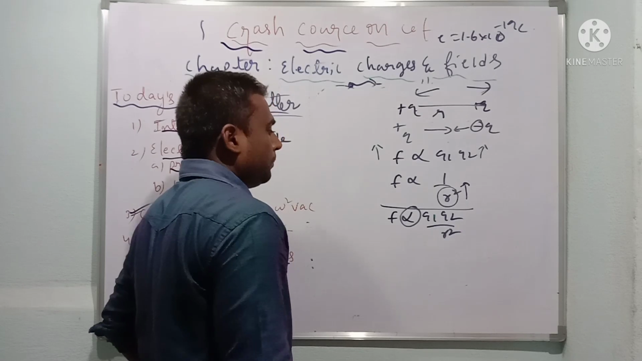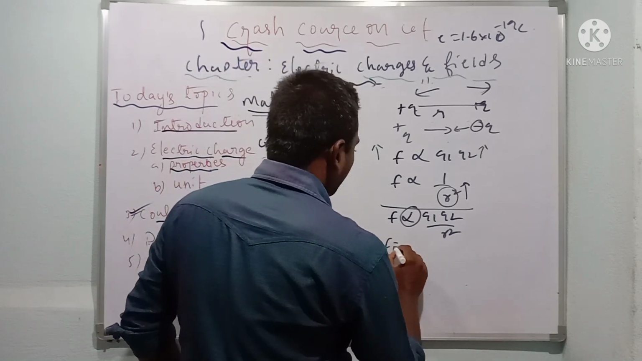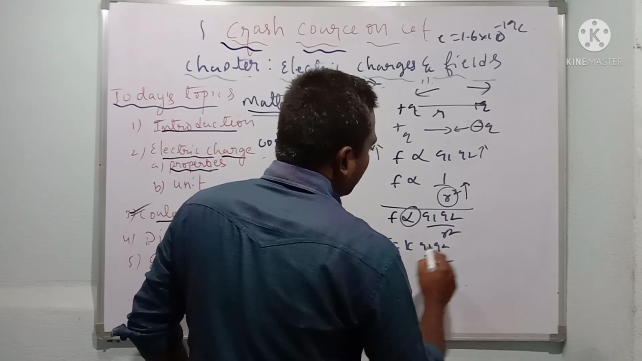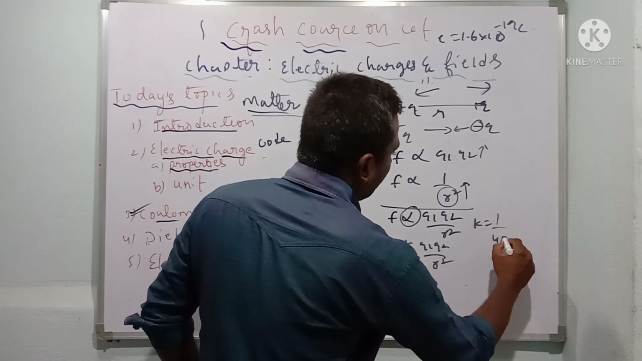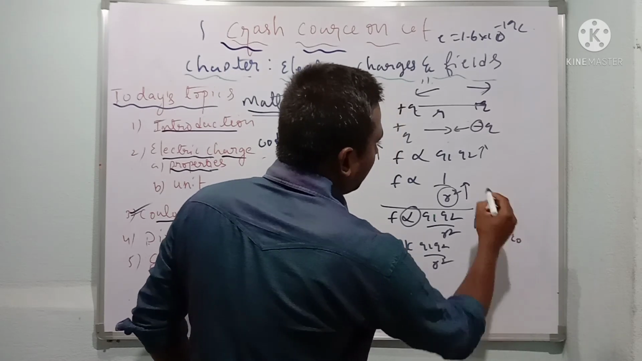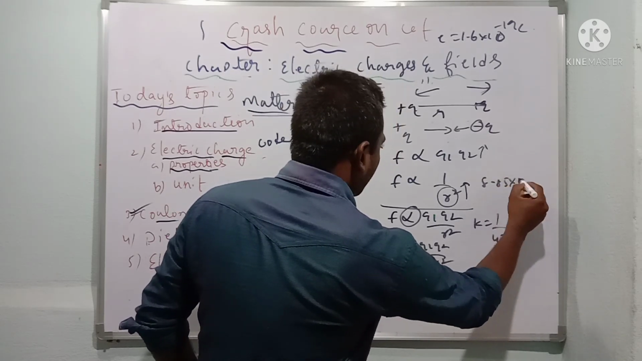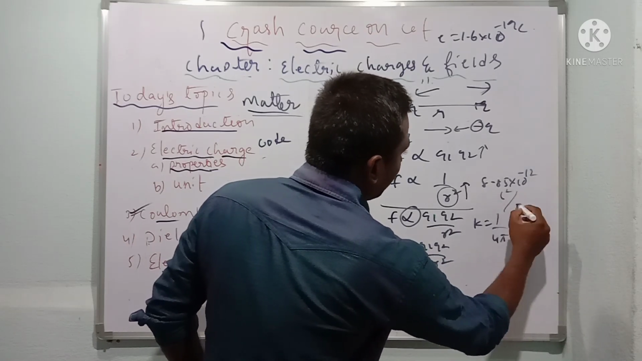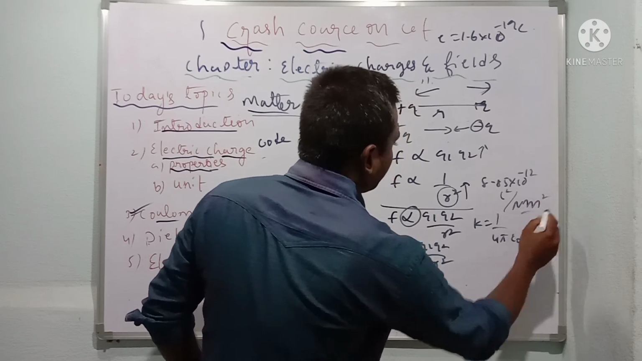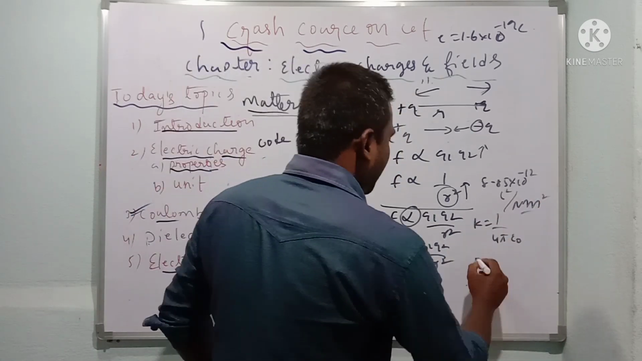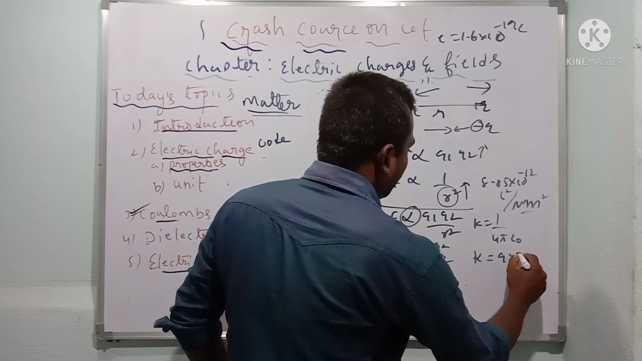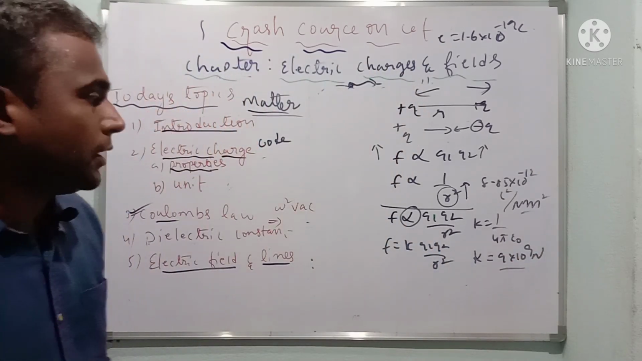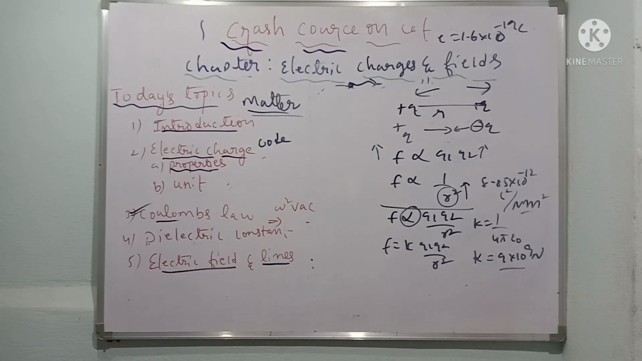If I remove the proportionality term, I will get F is equal to K into Q1 Q2 by R square. Okay, so K is equal to 1 by 4 pi epsilon naught, and epsilon naught is equal to 8.85 into 10 to the power of minus 12, so the unit becomes Coulomb square per Newton meter square. If I substitute, I am going to get this K as 9 into 10 to the power of 9 Newton meter square per Coulomb square. Very useful, children. That is going to help in solving numericals. Please note down for 1 minute.